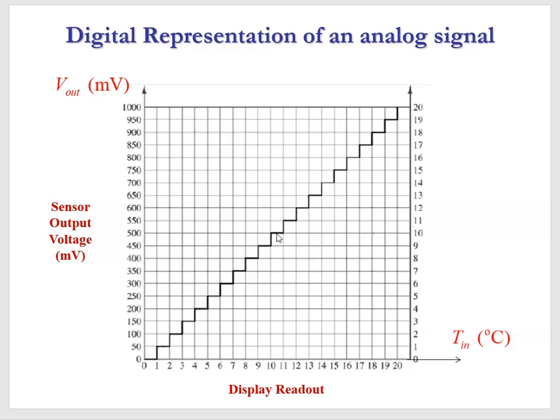However, if it was at 10.5 degrees centigrade, we'd still be showing 10, right? And at 10.6, we'd still be showing 10, so there's no rounding going on. Once it got to 11, then we'd jump up and start displaying 11 until we got to 12, and we'd jump up to 12. So that's what the digital representation of our analog signal is going to look like. This is just going from 0 to 20 degrees centigrade, this portion of the graph.